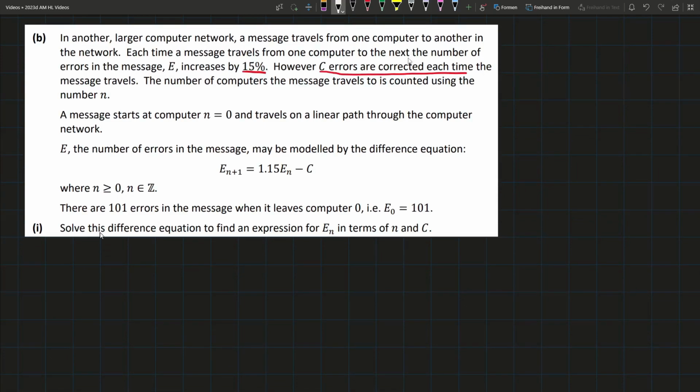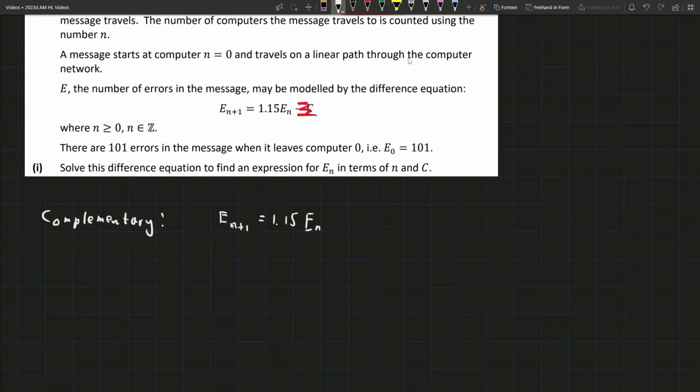So basically, the way I like to do these is with the same method every time, the second order inhomogeneous method. The first thing we always do is find the complementary solution. What we do for that is ignore everything that's not an En term. So this C has nothing to do with the En, so I'm going to ignore that for a second. I'm just going to have E(n+1) equals 1.15 En. Now we find the characteristic equation, which we can do by replacing these Ens with x's or r's or whatever you want to call it.